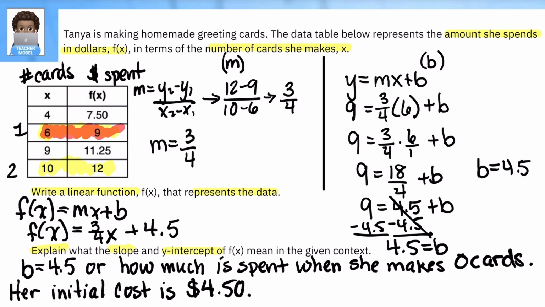3/4 X. That means for every card she makes, she is spending 3/4 of a dollar. M is equal to 3/4 for every card made.